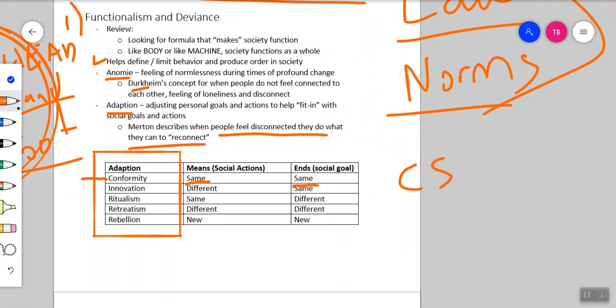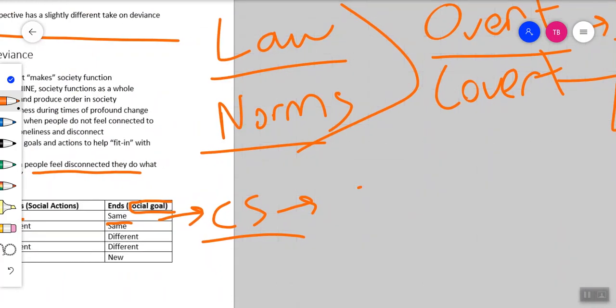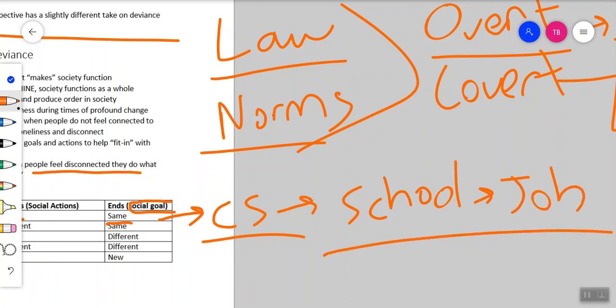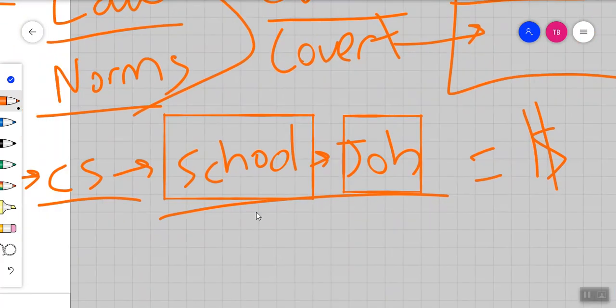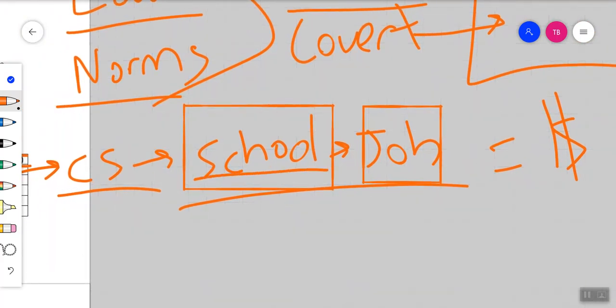So a college student is an example of conformity because they have the same goals in society. Let's say social goals would be to own a house and make lots of money. The means they do that is also legal, is also part of the norm. So a college student goes to school, then you go get a job. So this is conformity. By going to school and getting that job, this equals money, for instance. Okay, so that's conforming to the same means or social actions with the same goal of making money.